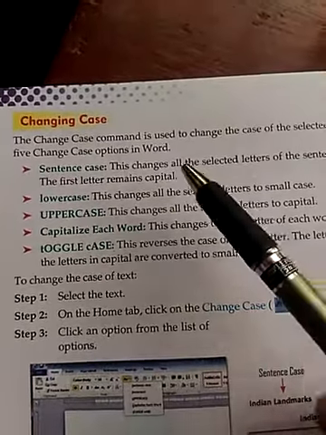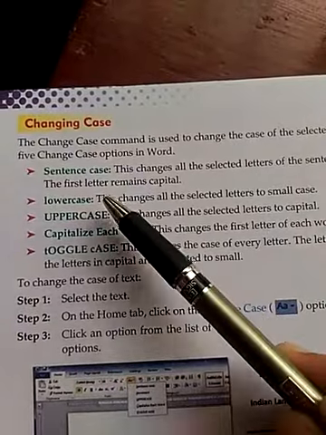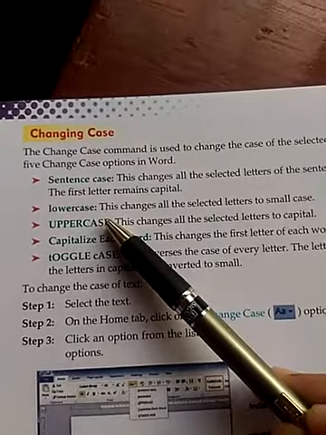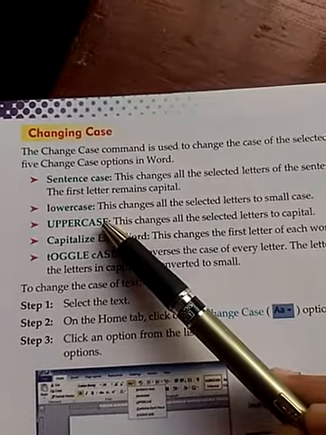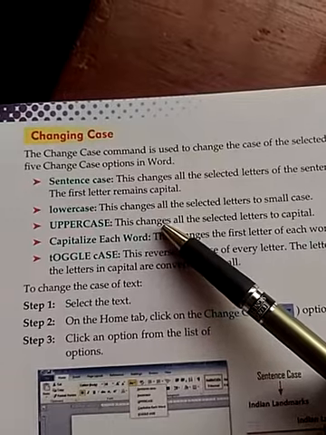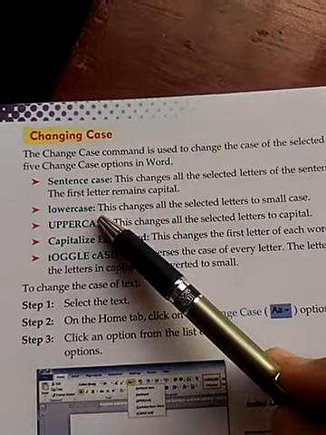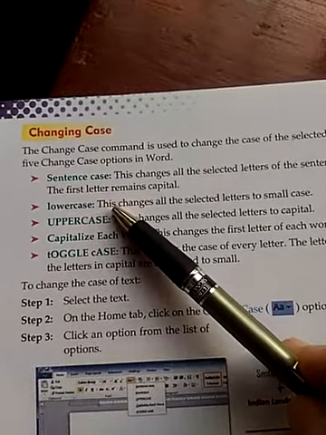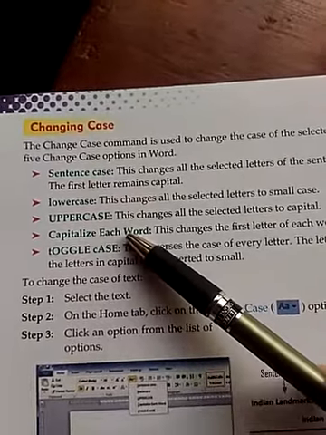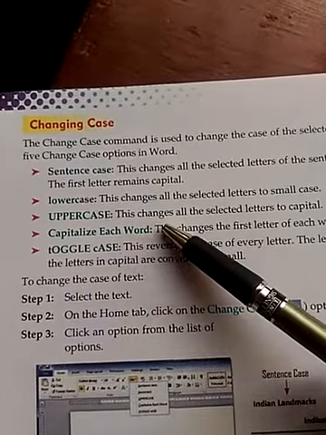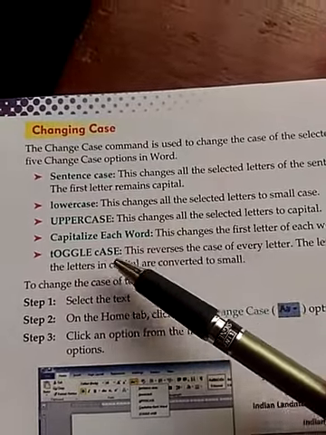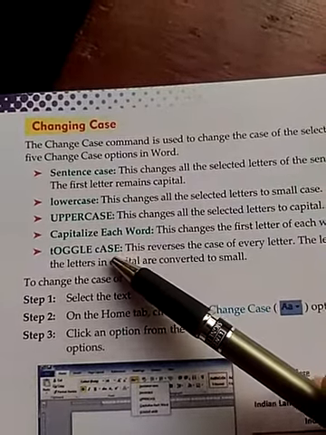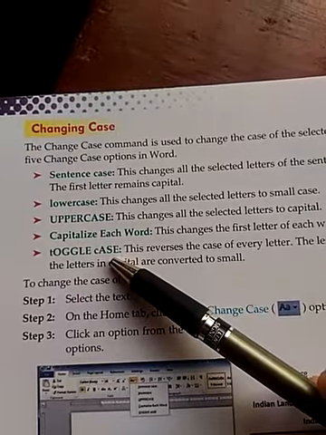Sentence case will make the first letter of the sentence capital. Uppercase will make the entire document in capital letters. Lowercase will change the entire document to small letters. Capitalize each word will capitalize the first character of each word. Toggle case converts uppercase into lowercase and lowercase into uppercase.